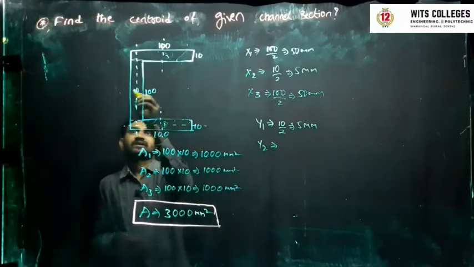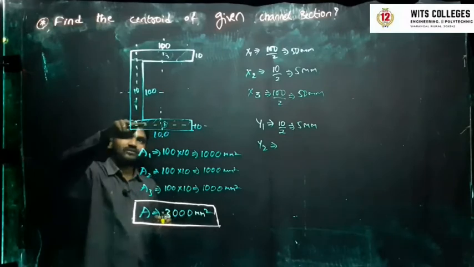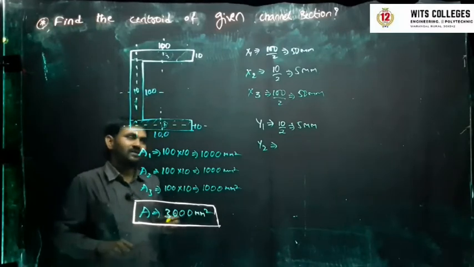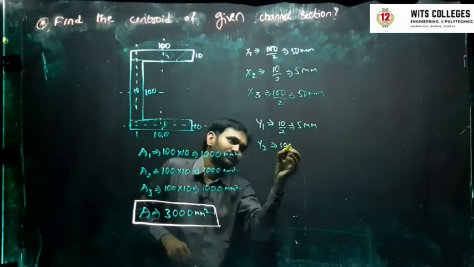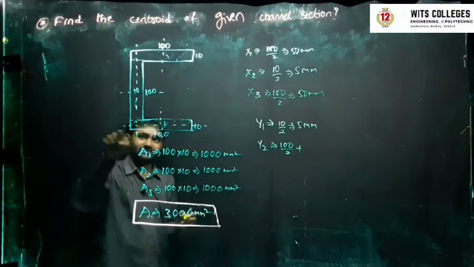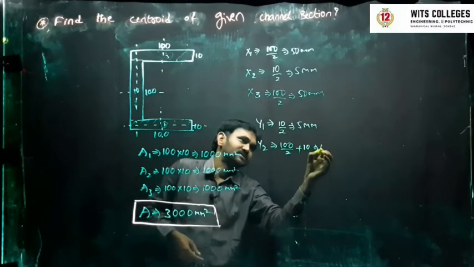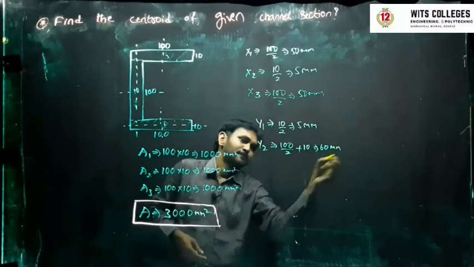Y2 is nothing but again you have to cut this in the horizontal direction. So this is only figure 2. It is 100. The height is 100. So that is 100 by 2. But my figure starts with this base. So plus 10 I have to add. So this is 60 mm.